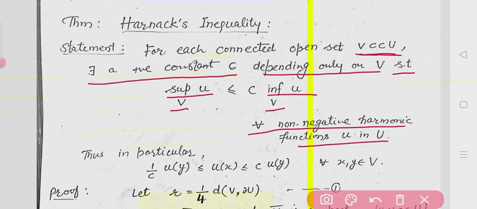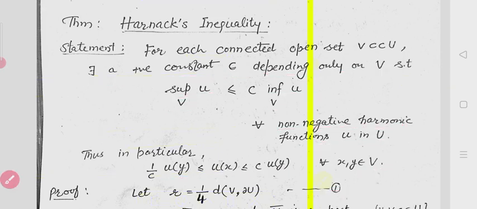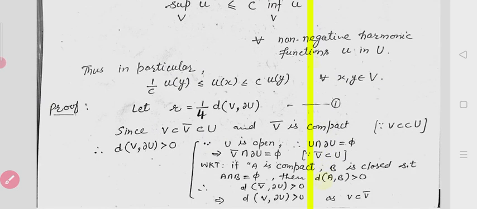In particular you can say that 1 by C times u(y) is less than or equal to u(x), which is less than or equal to C times u(y), for all x, y belonging to V. So that means for every point there will be an inequality between the values of the function. Okay, so let us start the proof for it.